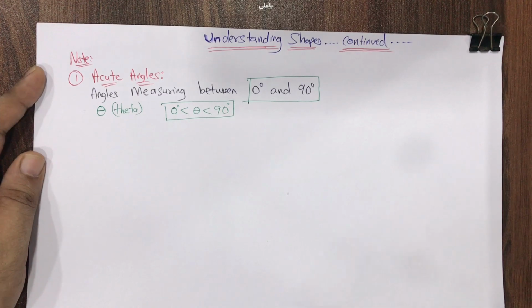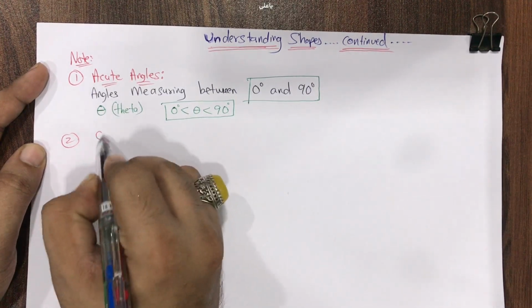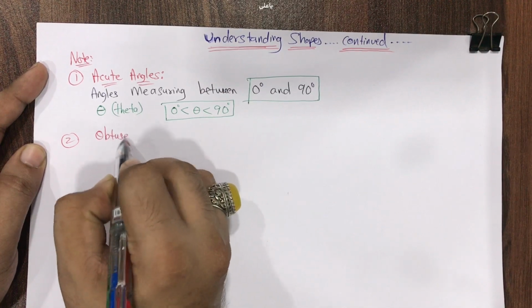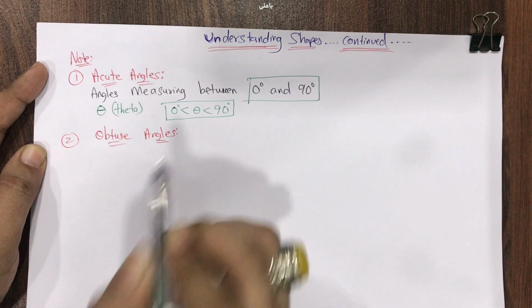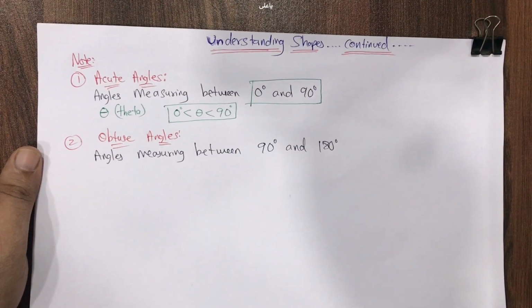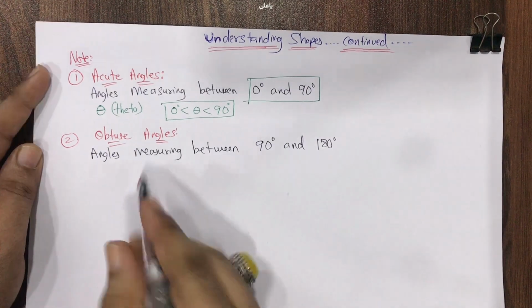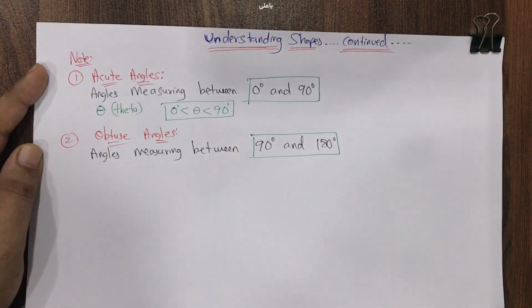Now the next note. Obtuse angle. What are obtuse angles, students? Here comes the definition. Angles measuring between 90 degree and 180 degree are called obtuse angles.